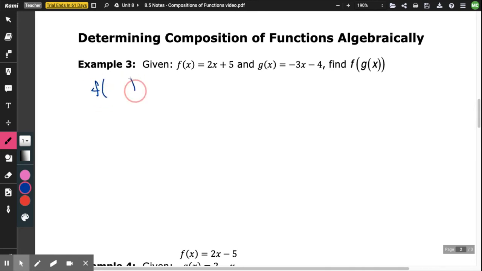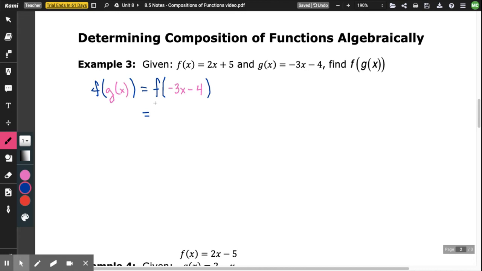So I'm going to write that down first: f of, and then I'll use some color coding here, g of x there. Similarly, I'm going to start with the inside function, so I'm going to replace g of x with what g of x is equal to. This time I don't have a number to put in for x, so I'm just going to put in the function as it was given. Once I've done that, it tells me to find f of that value.